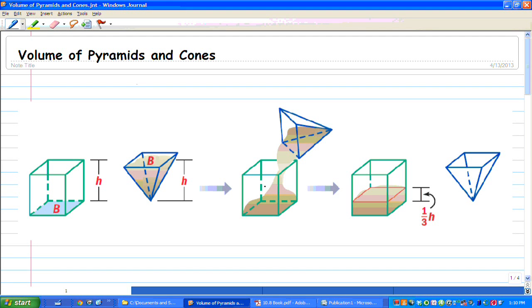Everybody! This video is going to teach about volume of pyramids and cones. Now, take a look at this graphic here. Don't actually draw it, and listen to what I'm going to say.